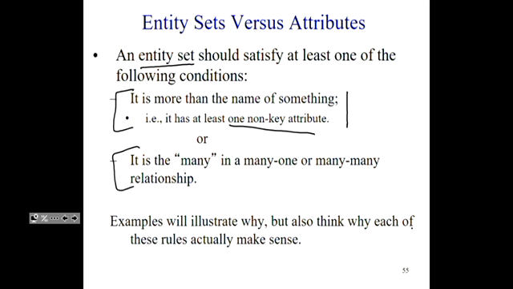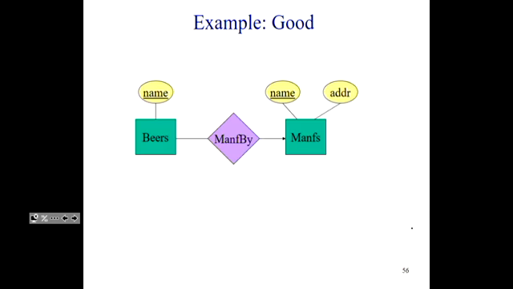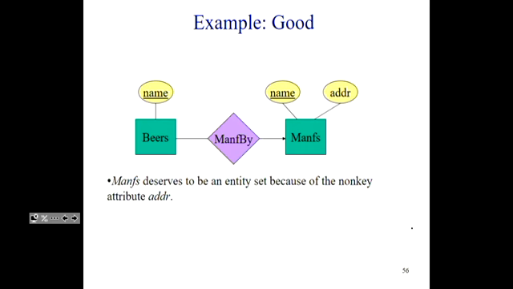Okay, so let's walk through these two. If it's still not clear, let's walk through how I would apply this rule to this example. So why is this ER diagram good? Why do these entity sets make sense? First, the manufacturers deserves to be an entity set because of this non-key attribute address, right? So there is one key attribute which is name. There's a non-key attribute address. So it deserves to be an entity set, right? So it has at least one non-key attribute.